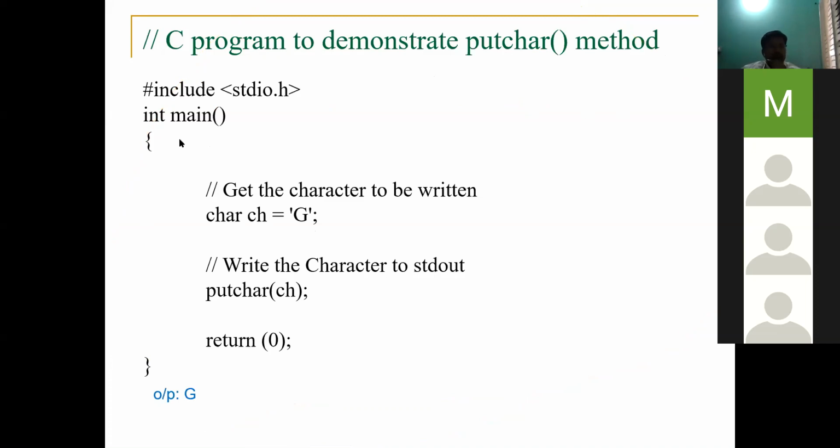Okay, good. So this is an example program to illustrate the putchar method. It's quite simple, as you see. It's a main function declaring a character variable ch, initializing it with uppercase G. Then I'm calling the putchar function, passing ch as a parameter. Obviously, when you run this program, you get G on your screen.